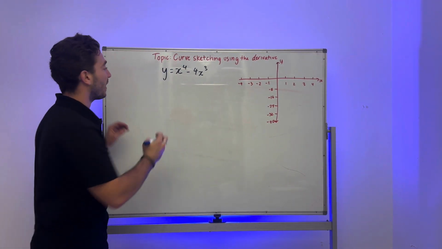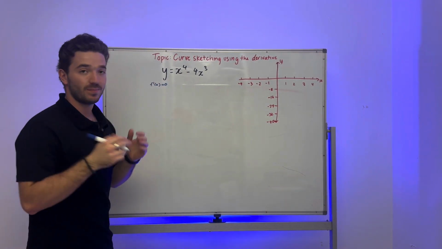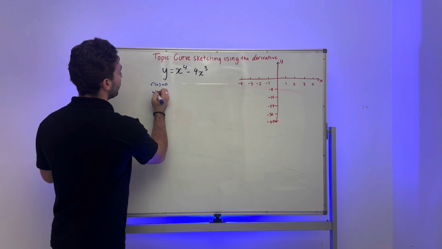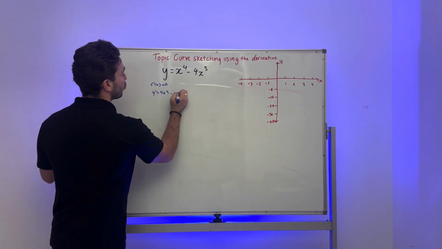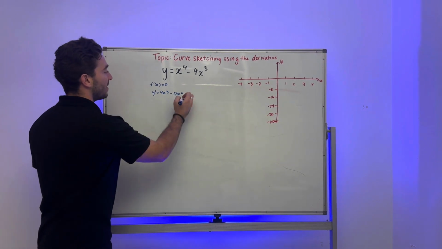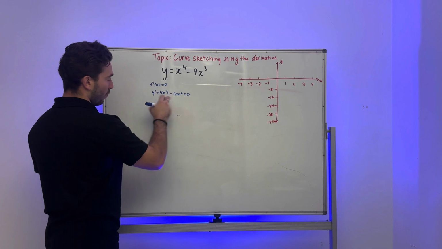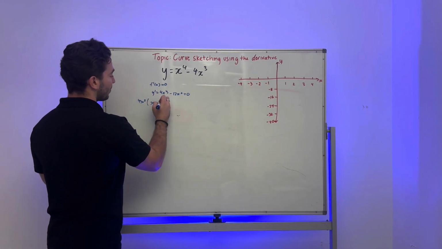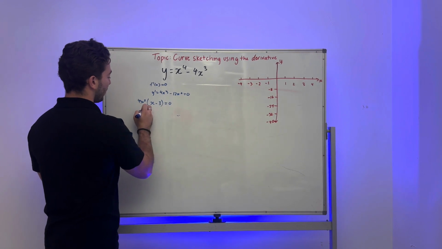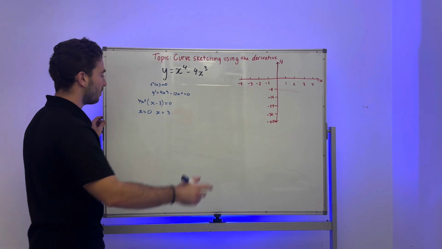First thing I know is that my stationary points occur when my first derivative is equal to 0. So my first derivative y dash will be 4x cubed minus 12x squared. I set that equal to 0, so I can factorize out a 4x squared. So 4x squared, I'm left with x minus 3 is equal to 0. So I can say x equals 0 or x is equal to 3. So these are my 2 points.